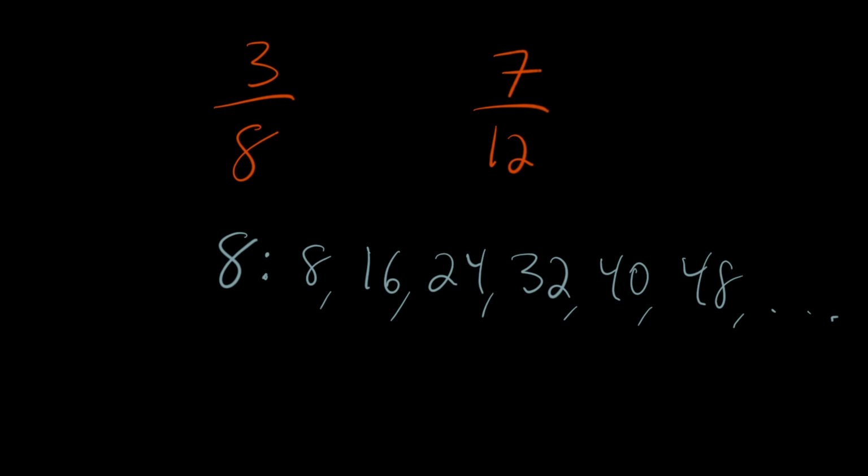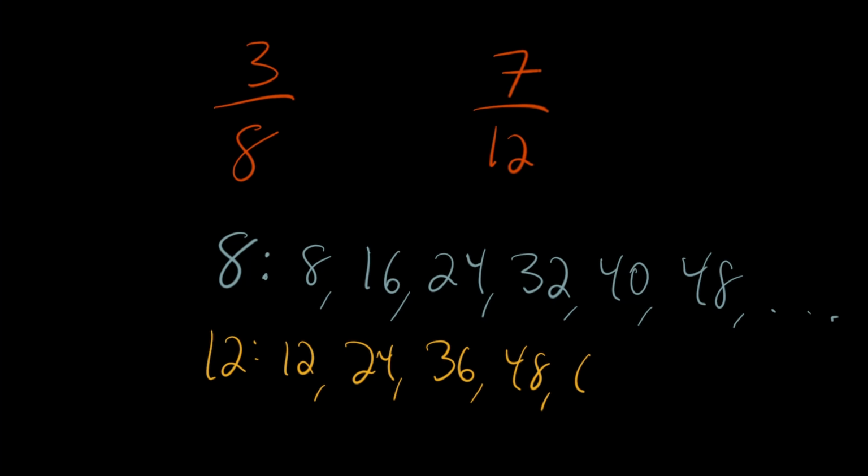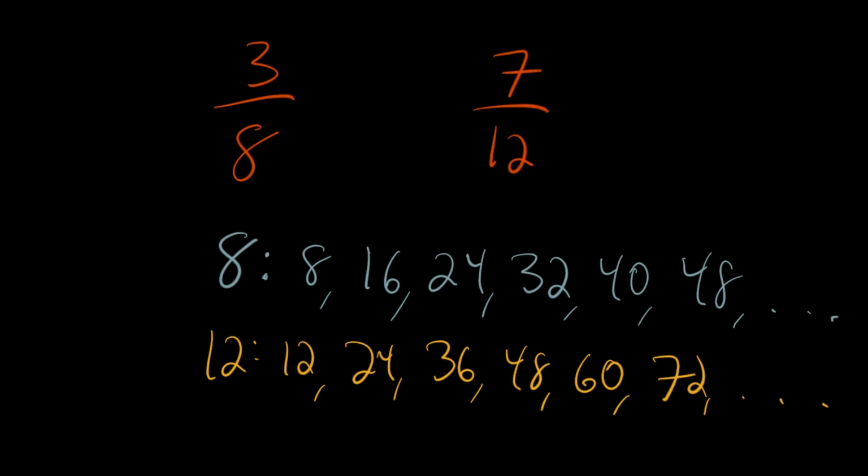All right, great. We can do the same thing now with 12. So we've got 12 here. What are the multiples of 12? 1 times 12 is 12. 2 times 12 is 24. 3 times 12 is 36. 4 times 12, 48, then 60, 72, etc., etc. Okay. Not so bad. We can take a look at our list and we can go, well, what's the smallest number that these two lists have in common?